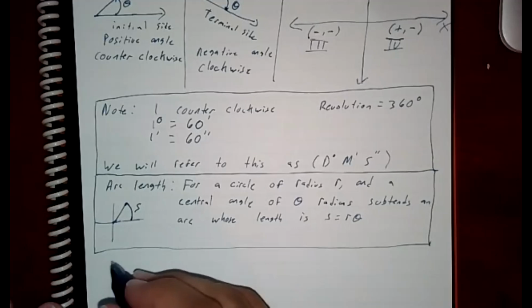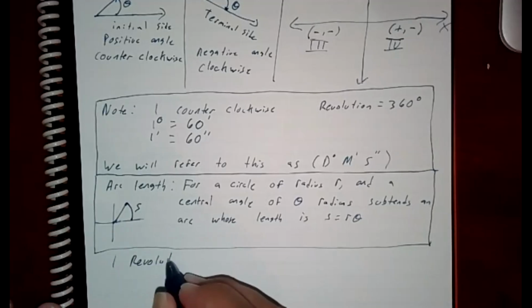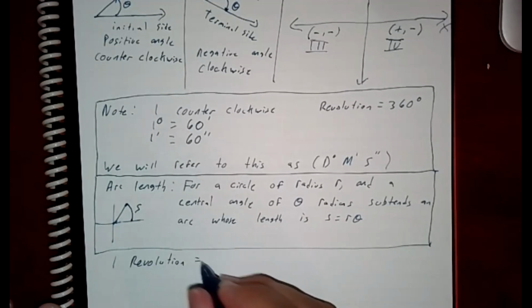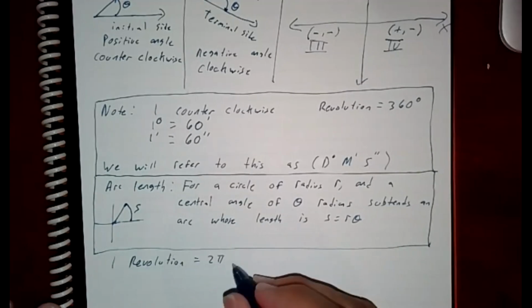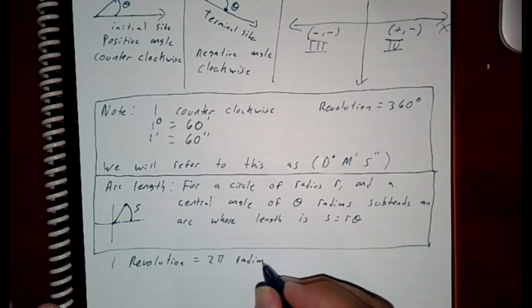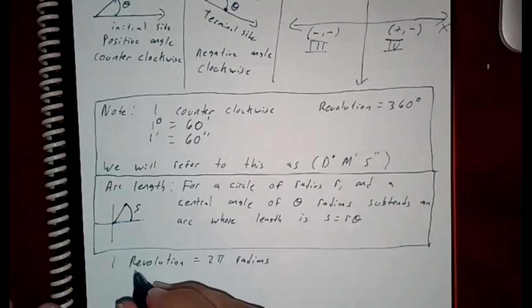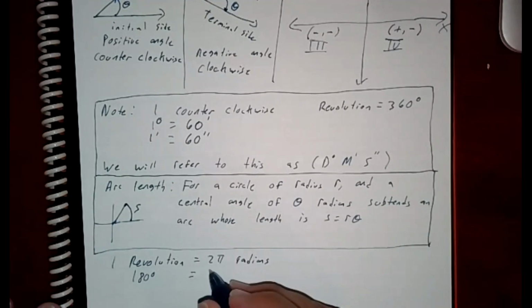Also, one revolution is equal to 2 pi radians. 180 degrees is equal to pi radians.